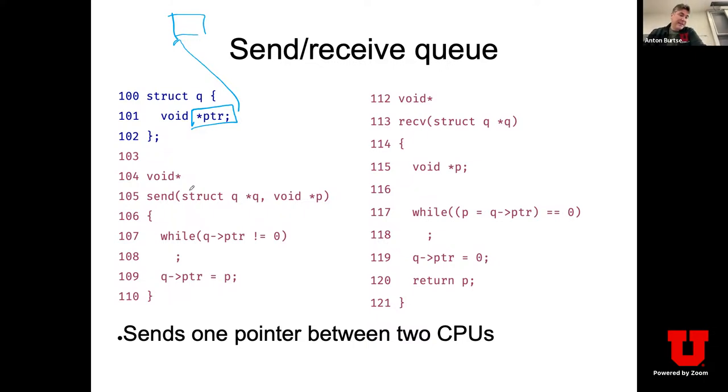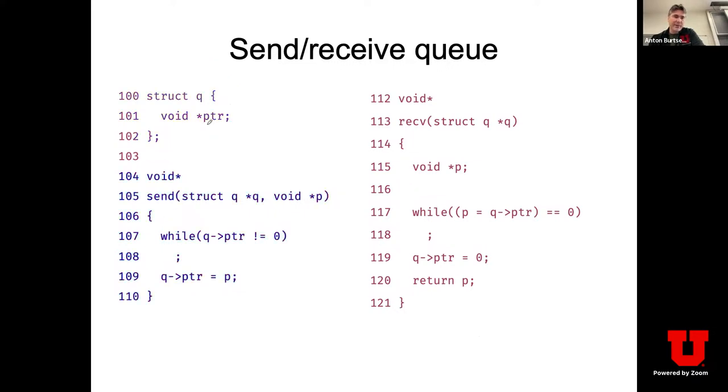You have two methods. The send method takes a pointer to the queue and a new pointer, which has to be sent. And I will check if the queue is empty. This is a very simple queue. It has only one element, right? So if this element is empty, then everything is fine. I will just assign a pointer and the send completes, right? If it's not empty, it means that the previous send hasn't yet finished, so I will be spinning here, waiting for the previous send to complete.